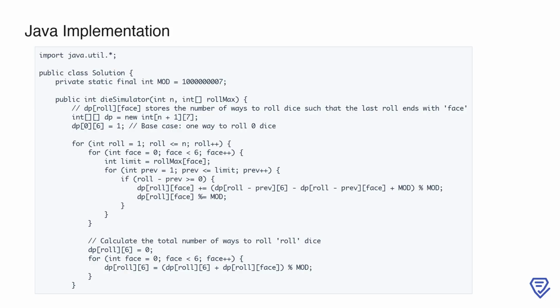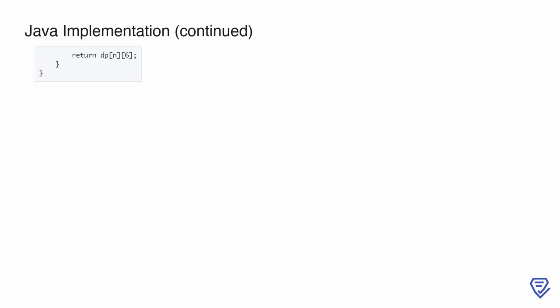while respecting the constraints. This involves taking the total from dp[roll - previous][6], subtracting the invalid cases for the current face, and applying the modulus operation to ensure we stay within bounds. Finally, we update dp[roll][face] with the computed value, again applying modulus to avoid overflow. After processing all faces for the current roll, we calculate the total number of ways to roll dice by summing up the values in dp[roll][face] for all 6 faces.